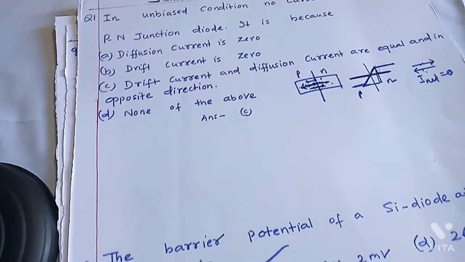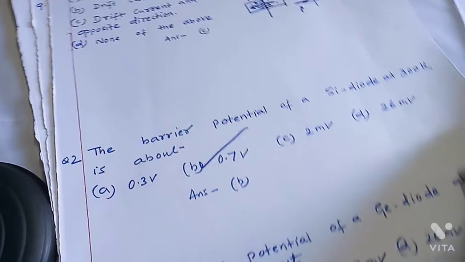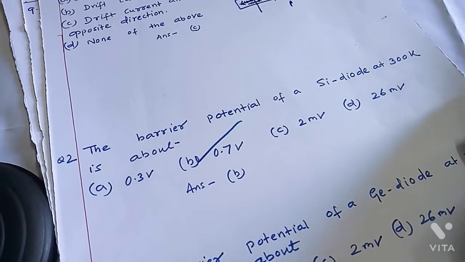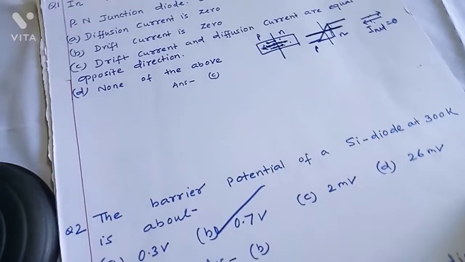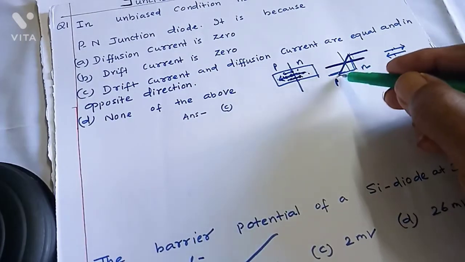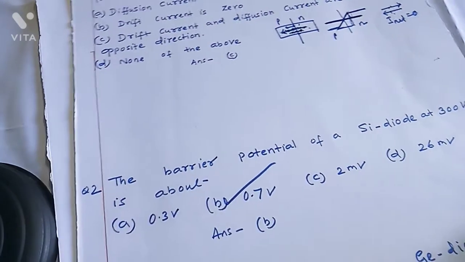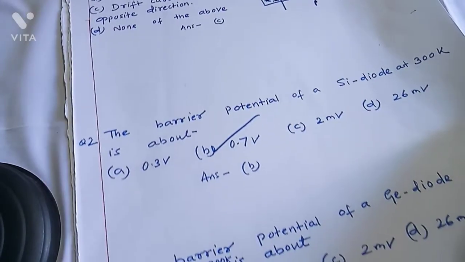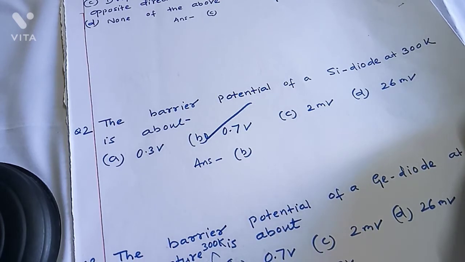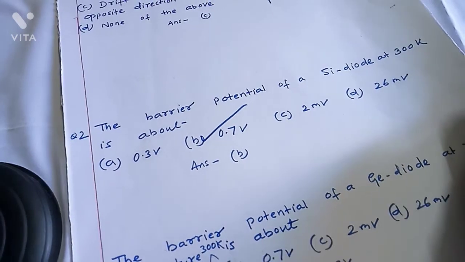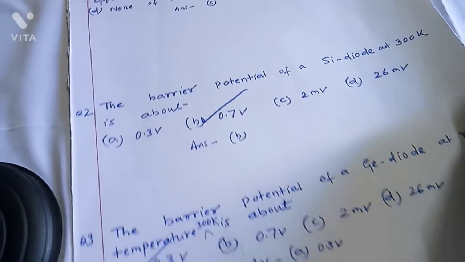Next question: the barrier potential of a silicon diode at 300 Kelvin is about? Because of the diffusion process, a barrier potential is established, and this value depends on the nature of the semiconductor. For silicon it is 0.7 volt, and for germanium it is 0.3 volt. Students should not confuse the barrier potential with the energy gap. Energy gap is different from barrier potential.